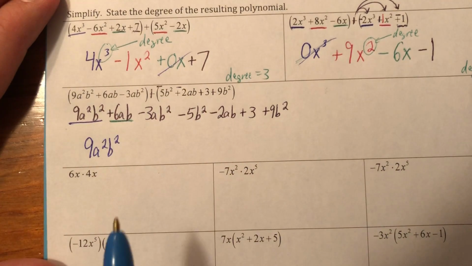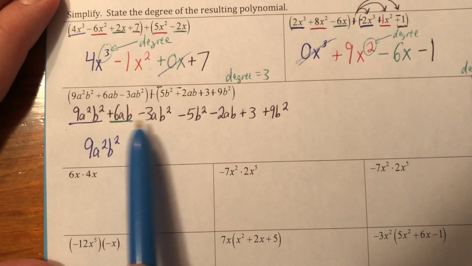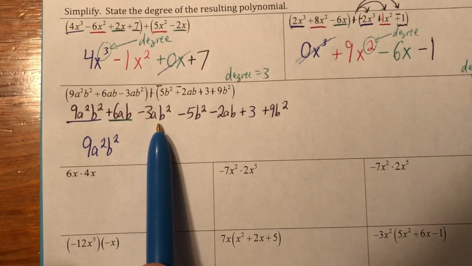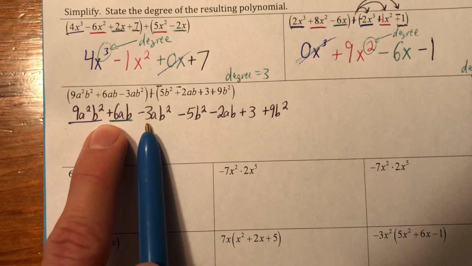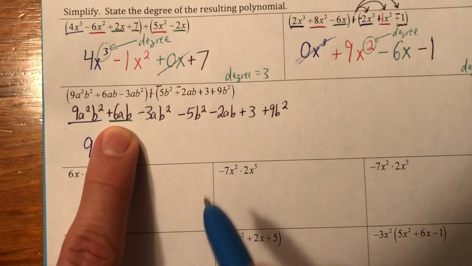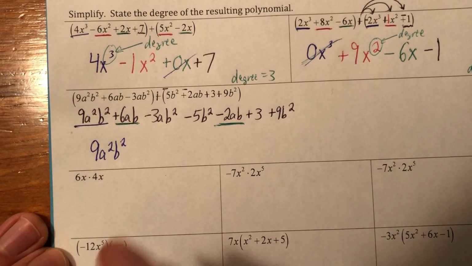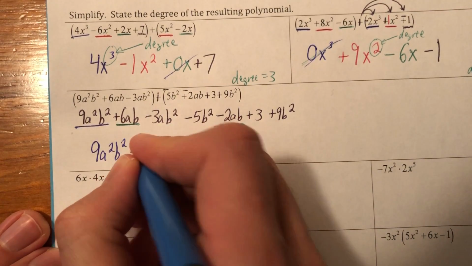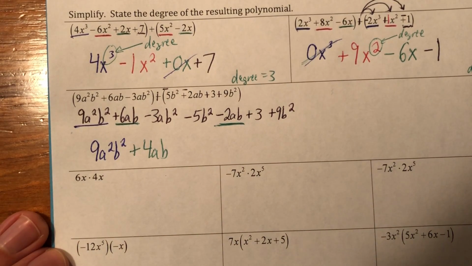6ab. Looking for ab's. Oh, there's one. Oh, wait, no. This b squared. These are not like terms. Like terms have the same variables and the same exponents on those variables. Coefficients can be different. They often are. So 6ab, there's a b squared. Oh, there's an ab. Negative 2. 6 minus 2 is going to give me 4ab. All right, let's switch colors.